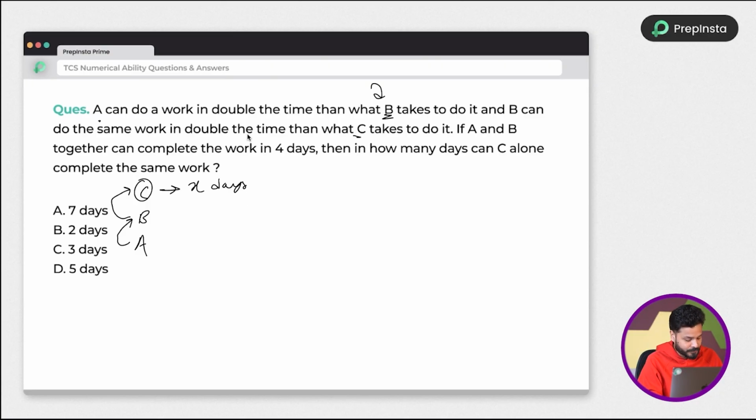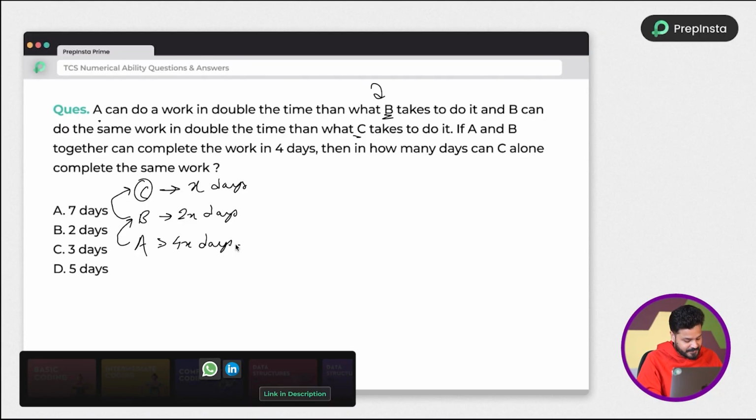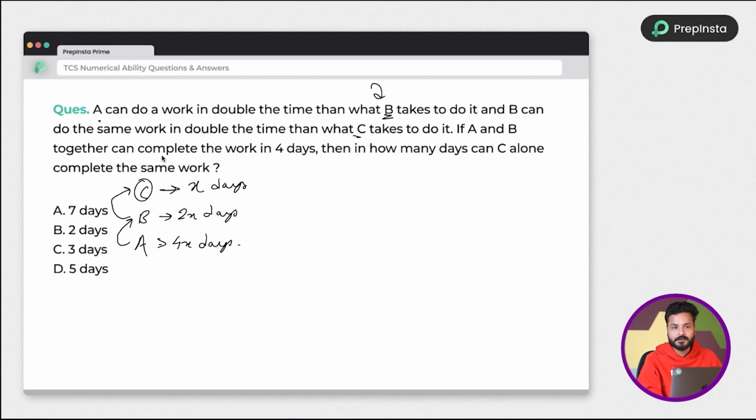So B takes double the time that C takes, so B will take 2x days to complete the same work. And again, A takes double the time of B, so A will take 2 times 2x, that is 4x days. Now the question says, if A and B together complete the work in 4 days. So guys, if A takes some number of days and B takes some number of days, in how many days can they together complete the work? Either you can go with the basic method of 1 upon 2x plus 1 upon 4x, 1 day's work equal to 1 by 4, and all those things.